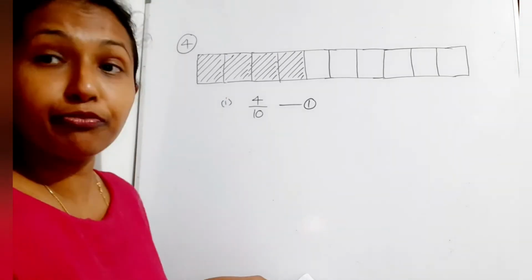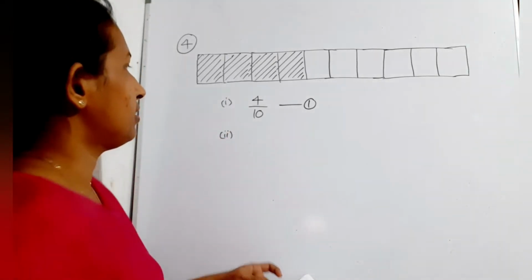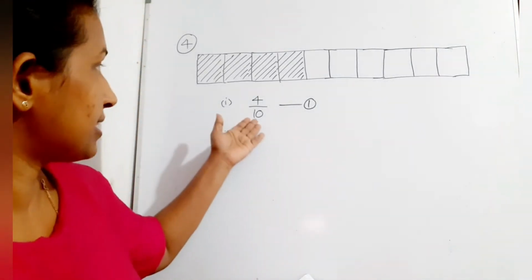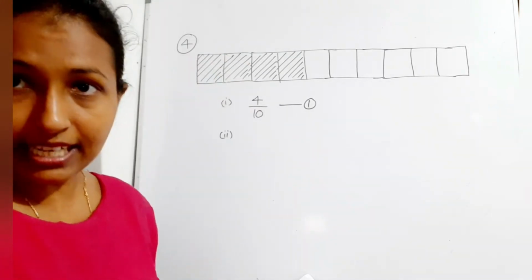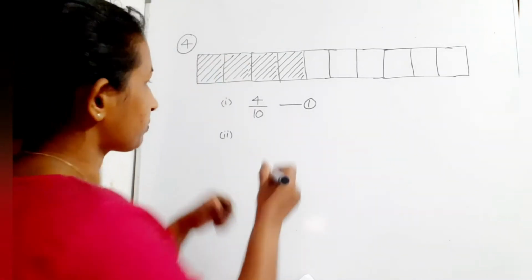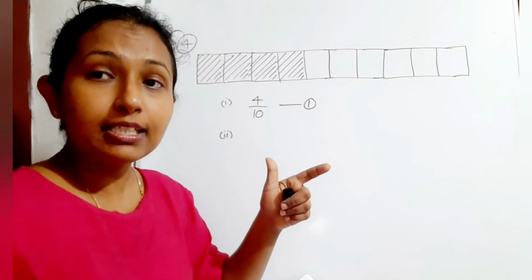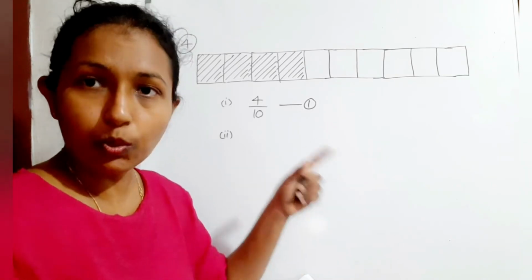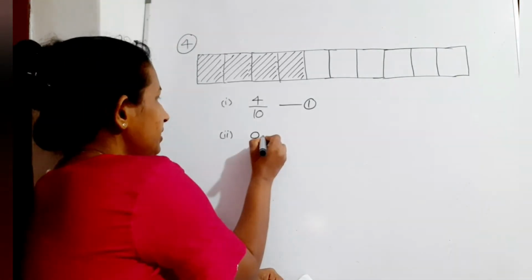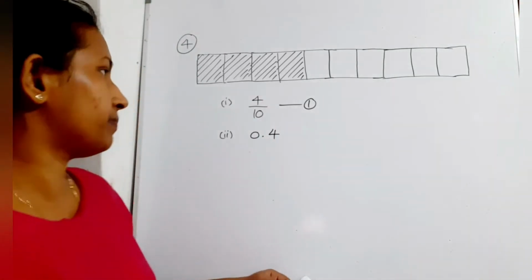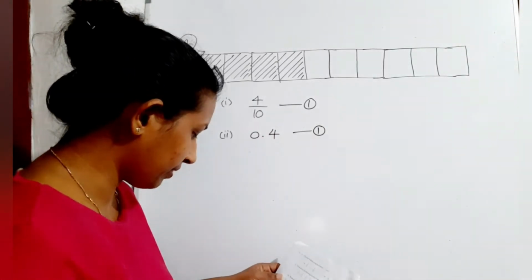Then write it as a decimal. You know how to write the decimal. It is easy to convert to a decimal because 10 is there. So here, what is the answer? 0.4. Because we know 1 over 10 is equal to 0.1. So 4 over 10 is equal to 0.4. 1 mark for that answer.